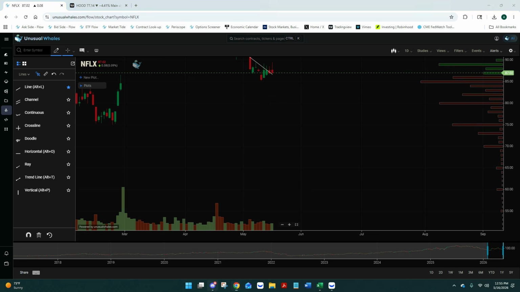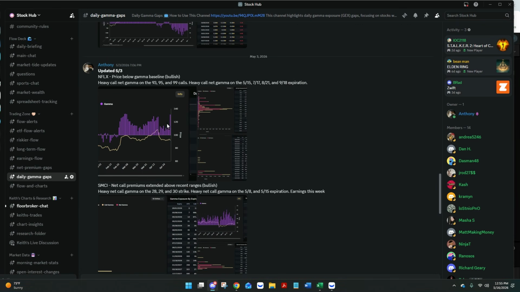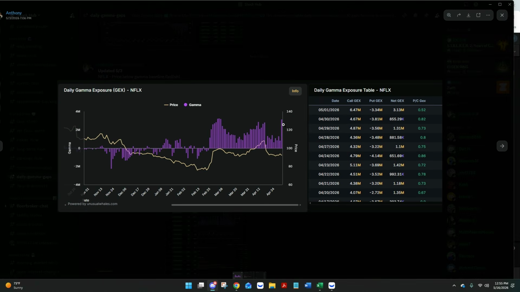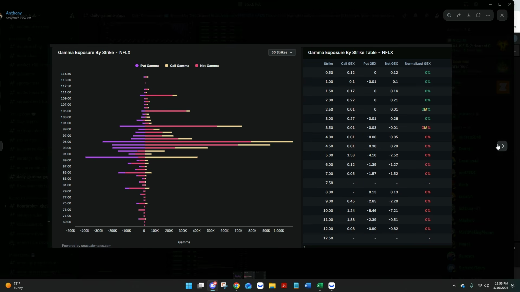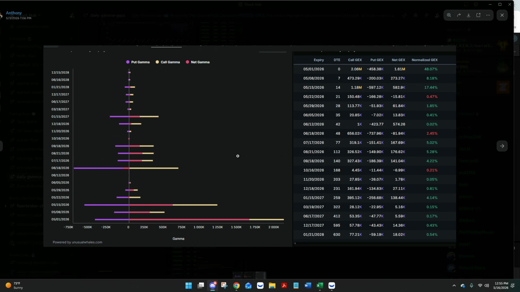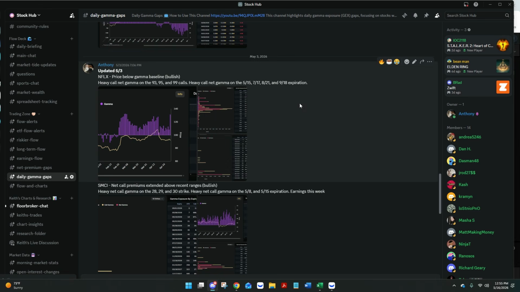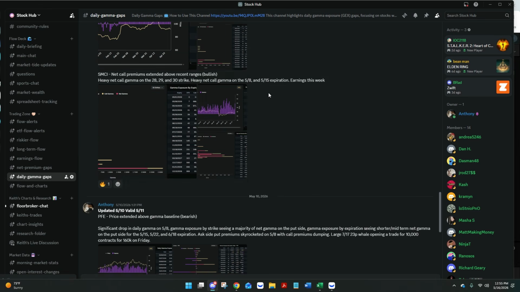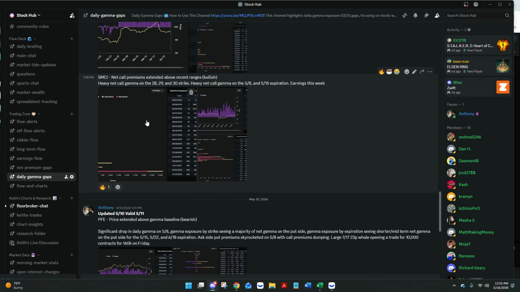Not the best setup. I don't know if this made it in the video or not, but Netflix again, heavy positive gamma there. That's what stuck out to me. A lot of net gamma on the call strike here. And curious to see what happens because there is some positive net gamma on those later expiration times there too. So we'll see what happens there. But okay, if we missed Netflix there, sorry, that was my fault, 100%.